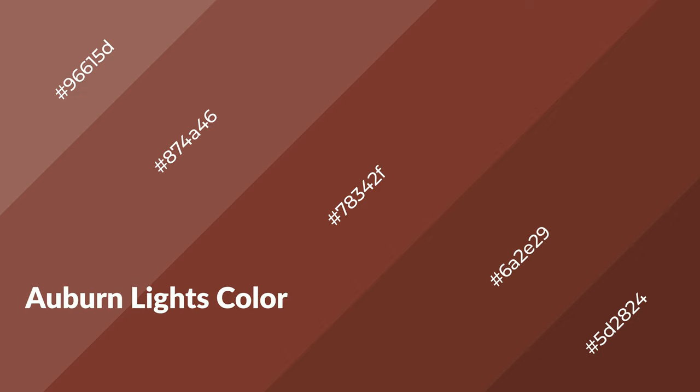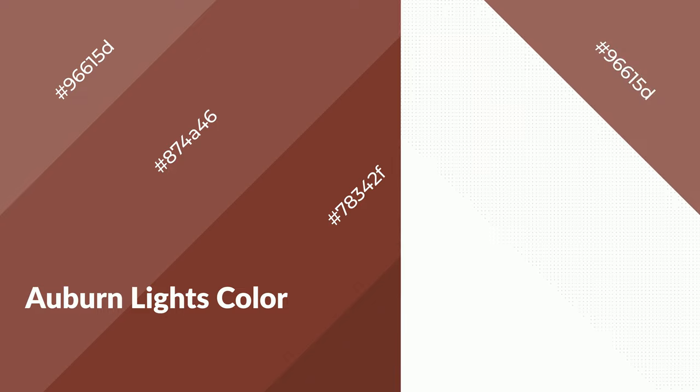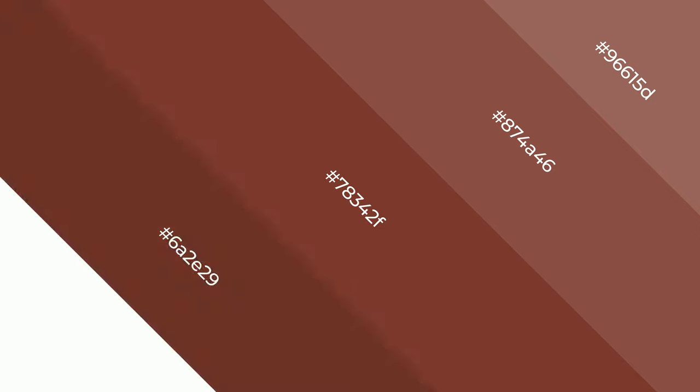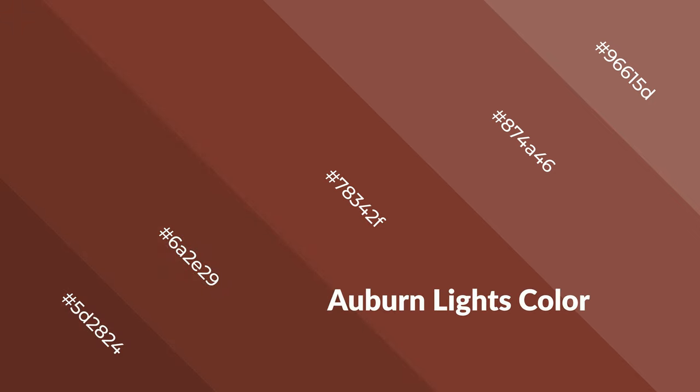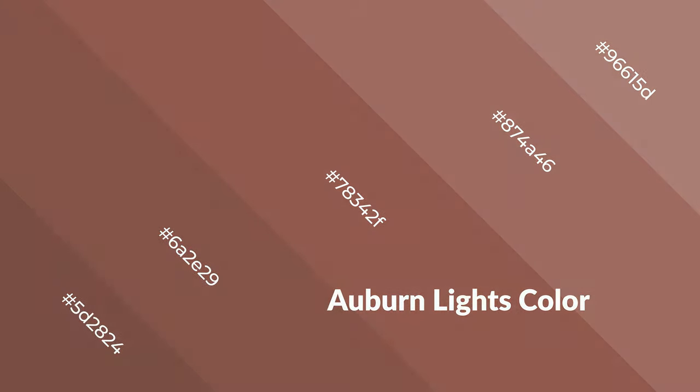Auburn Lights is a warm color, and it emits cozier and active emotion. Warm colors are symbols of warmth, fire, heat, and sunshine. It also evokes joy, passion, love, and even anger emotions. You can see them used in restaurants and gyms.